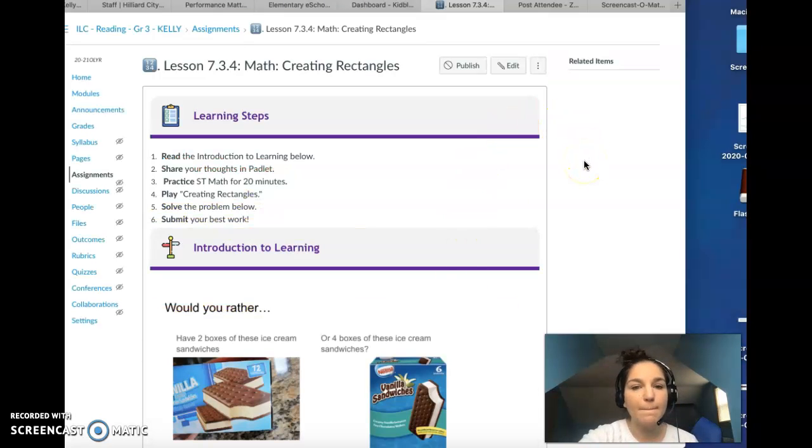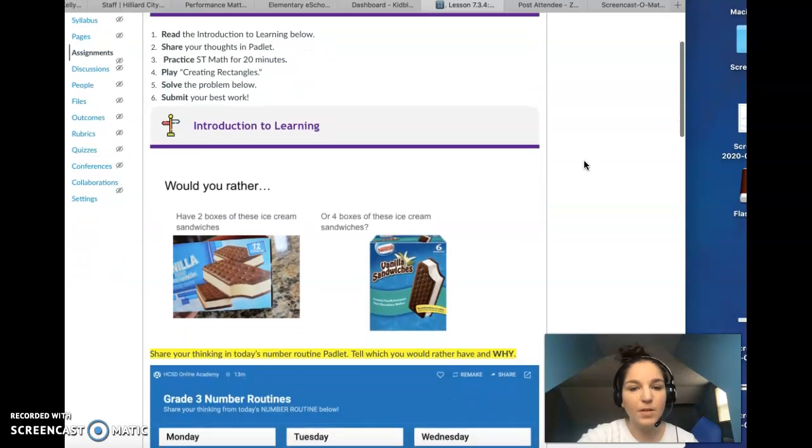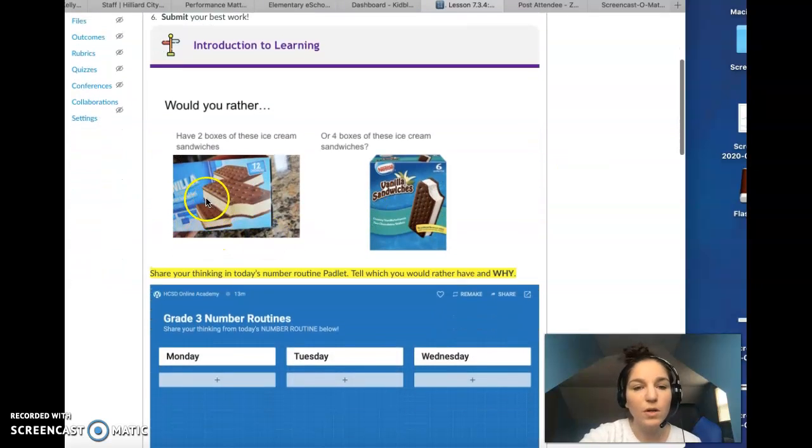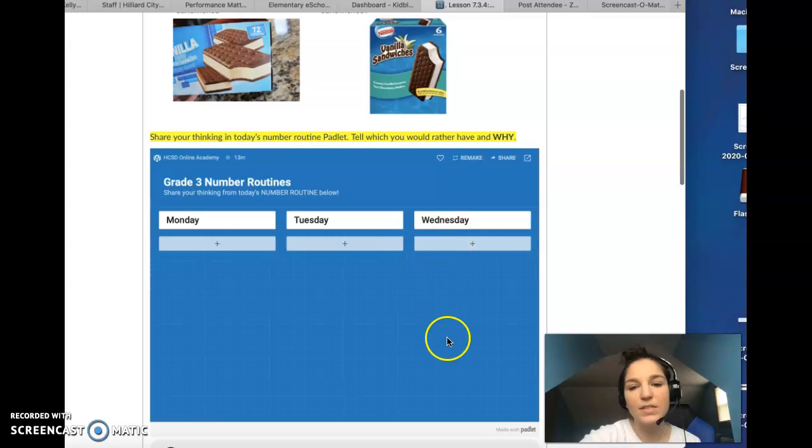Okay, for math, you are going to answer this would you rather question. So would you rather have 2 boxes of these ice cream sandwiches or 4 boxes of these ice cream sandwiches? And then in our Wednesday number routine, you will share your thinking and tell us why.